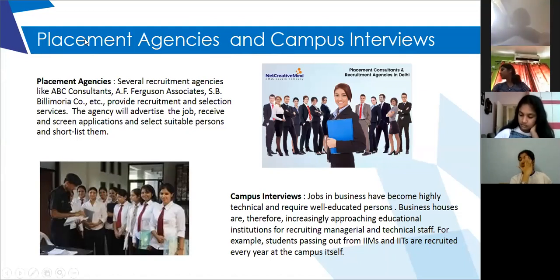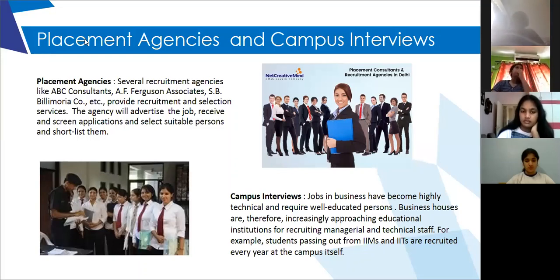Next one. Third one we are talking about is placement agencies. Several recruitment agencies like ABC Consultants, A.F. Ferguson Associates, etc., provide recruitment and selection services. It's a placement agency. The agency will advertise the job. It will receive and screen applicants, and it will select the suitable people and shortlist them. So what is this placement agency doing? The placement agency is where they are taking the onus of appointing and recruiting the people.